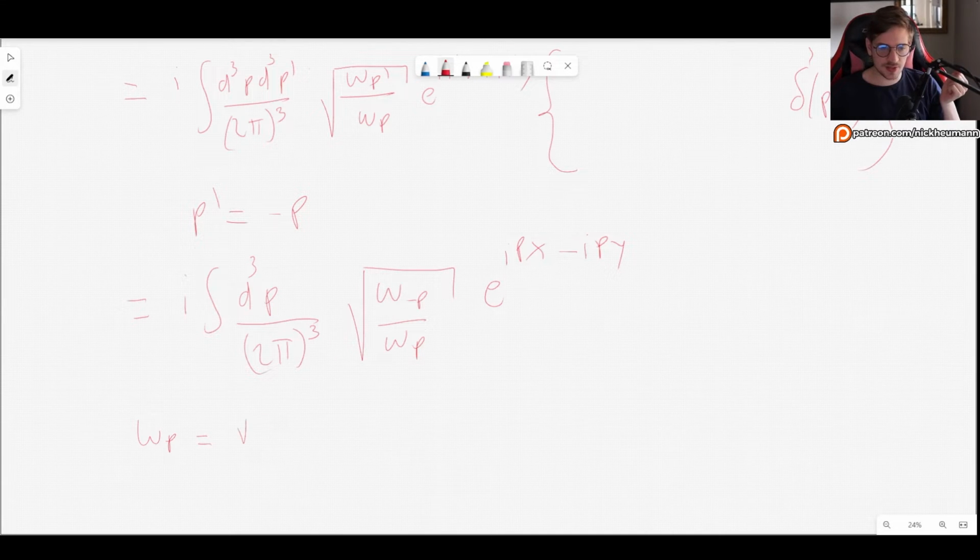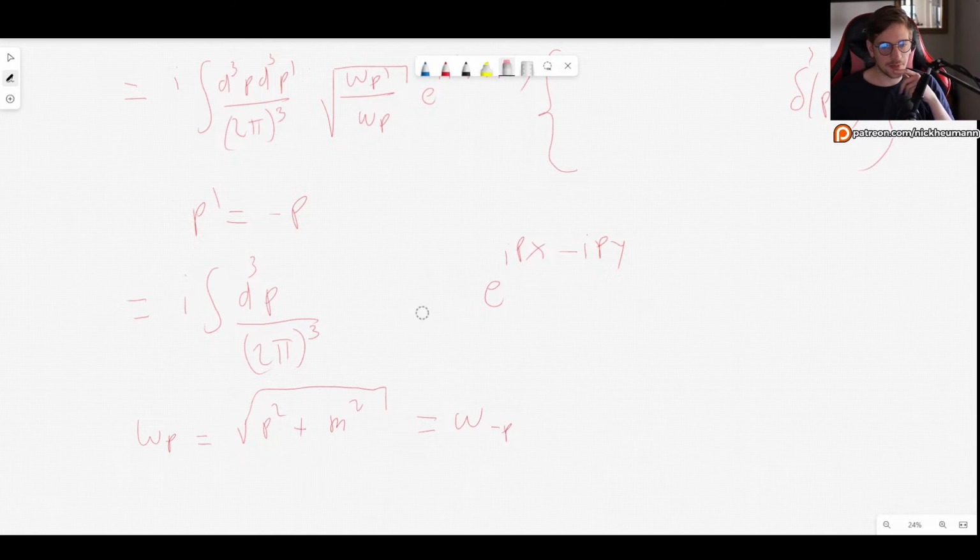So here, keep in mind that ω p is quadratic in p, right? ω p is the square root of p squared plus m squared. So of course, whether it is p or minus p, it doesn't matter. So it's the same as ω of minus p. These two things are the same, they're both just ω p or ω of minus p. So you can just simplify them.